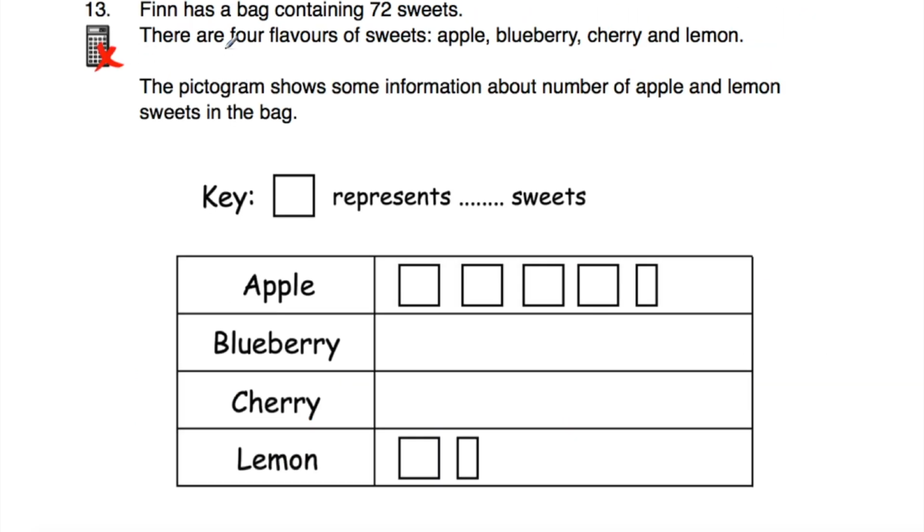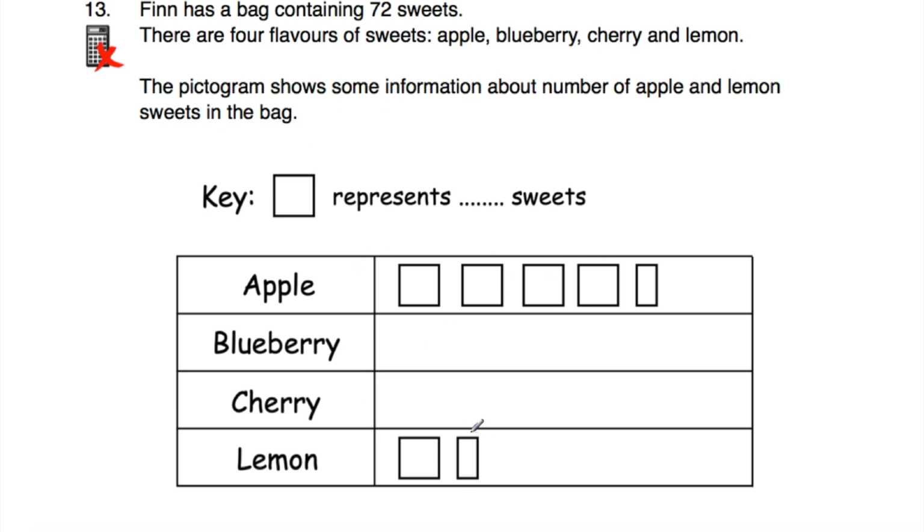So question number 13 says, Finn has a bag containing 72 sweets. So he's got 72 sweets altogether. And there's 4 flavours. They are apple, blueberry, cherry and lemon. And the pictogram shows some information about the number of apple and lemon sweets in the bag.